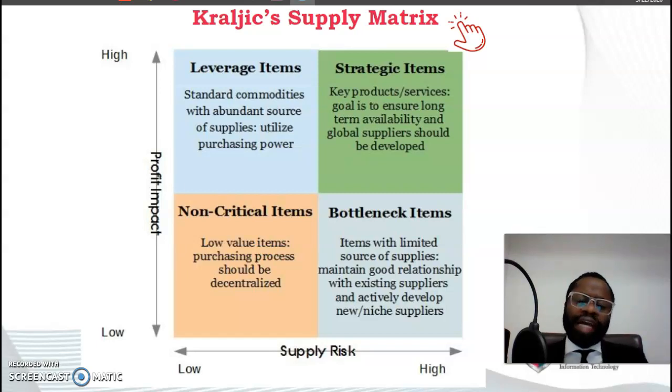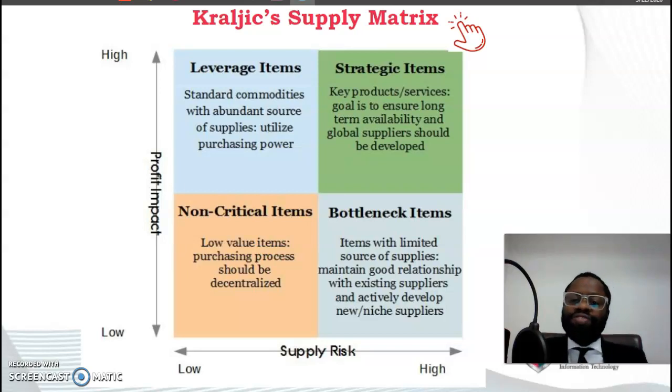All right. So for items with limited sources of supply, maintain good relationships with existing suppliers and actively develop new niche suppliers. But being in the bottleneck quadrant is not a nice place to be, and we are advised to slowly find our way out of that quadrant. Maybe you may have to make it yourself, or learn to make it yourself, because you may have specialist suppliers in there. Not that it will affect your operation in terms of profit impact, but in the long term, if the disruptions continue, it will affect it.